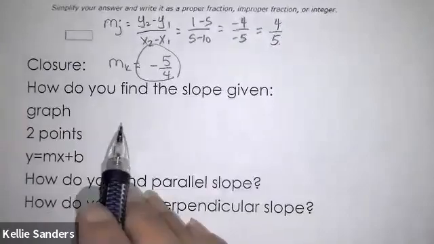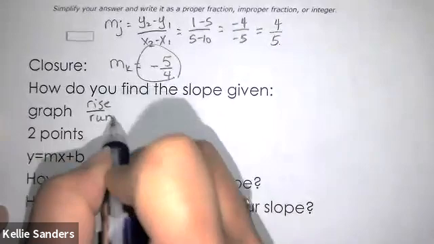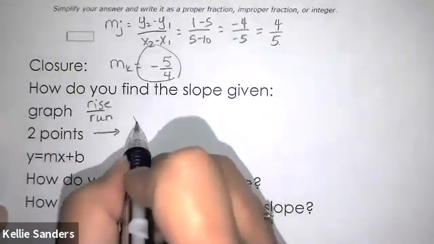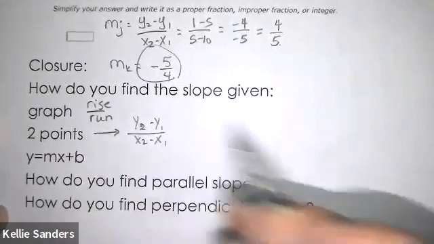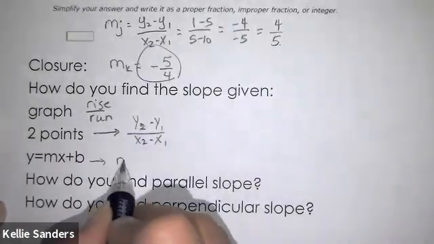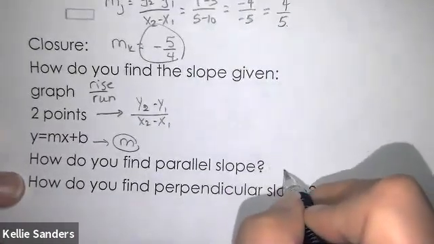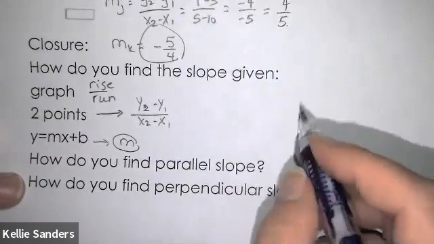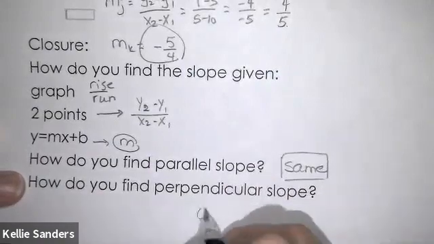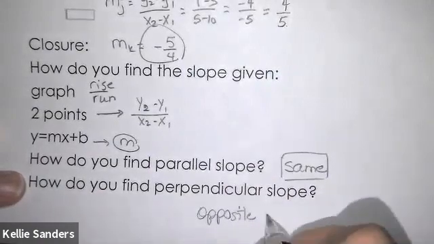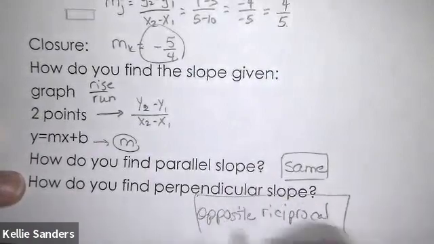Closure. How do you find the slope given the graph? Rise over run. If you're given 2 points, y2 minus y1 over x2 minus x1, it's whatever m is. How do you find parallel slope? Find the slope of the first equation and it's the same or equal. And the opposite reciprocal is perpendicular.